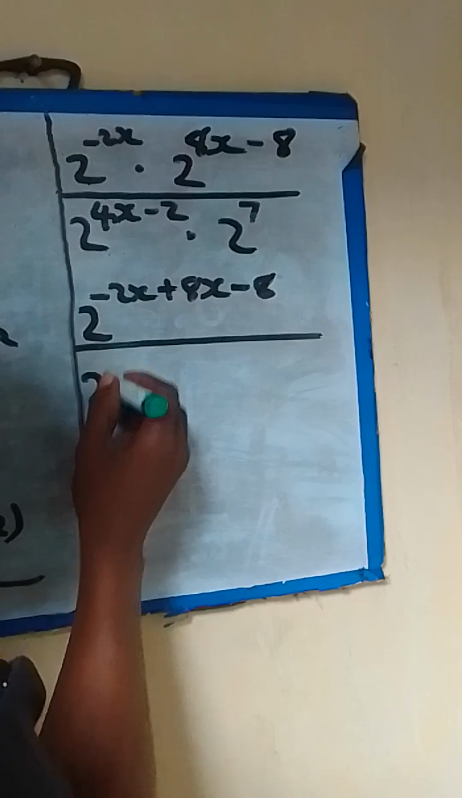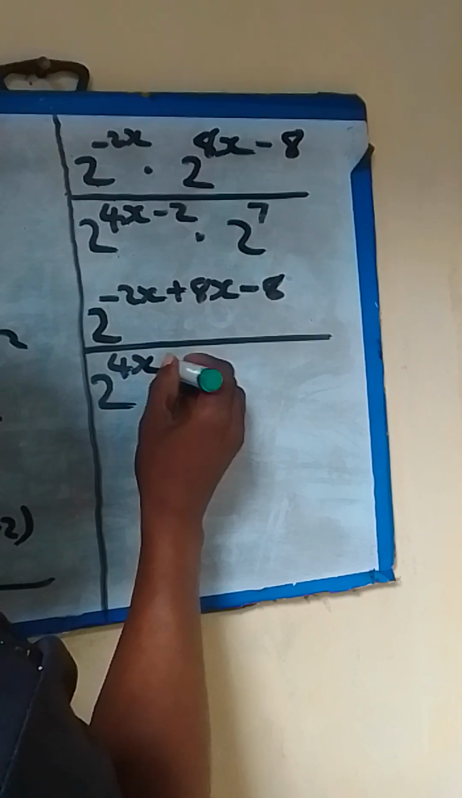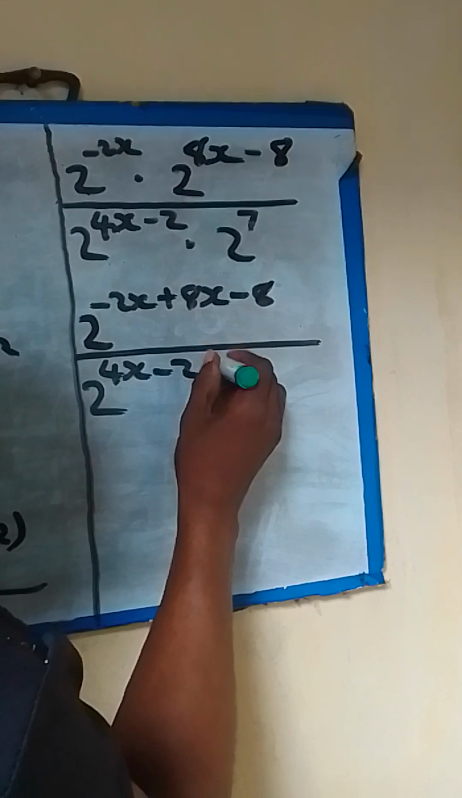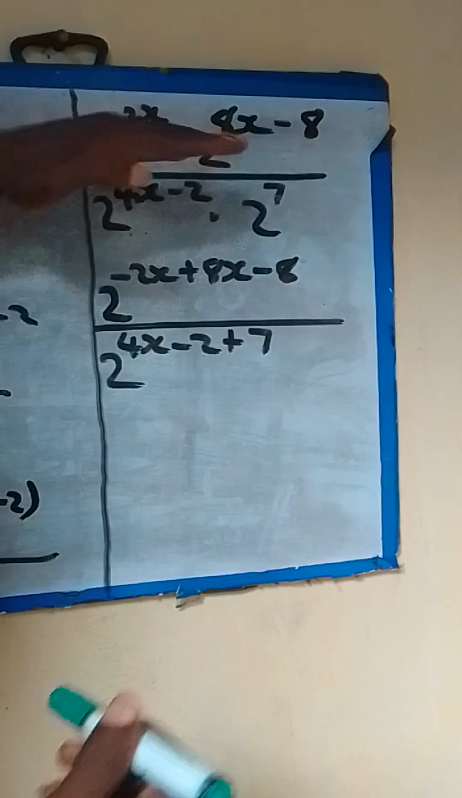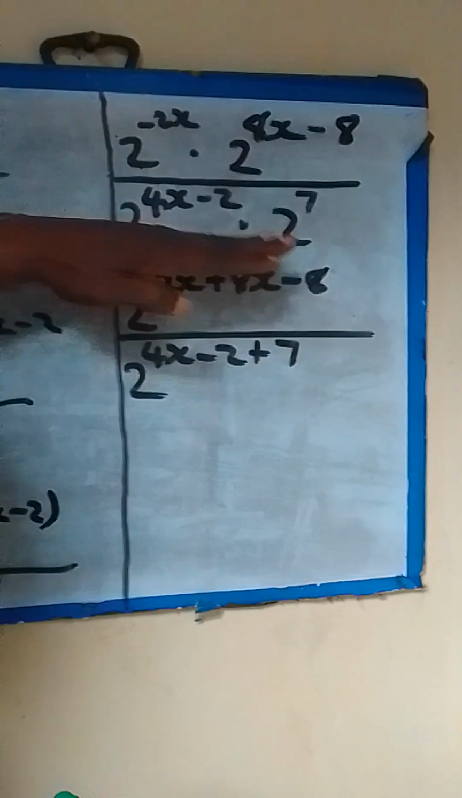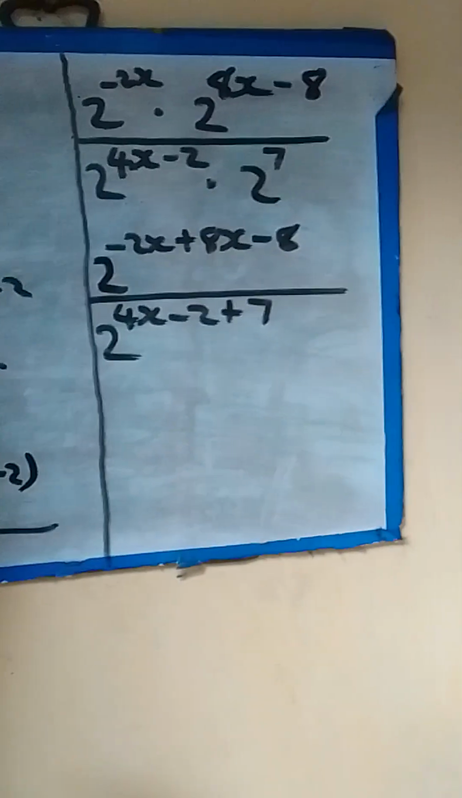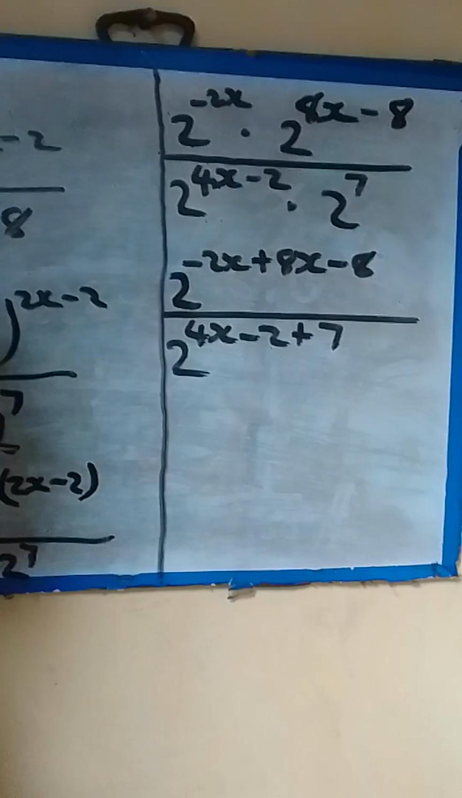Do the same here. 2 raised to power 4x minus 2 plus 7. So we have added the power. Since the bases are the same here, you take the base and add the powers. You do the same this way. Product rule. You apply the product rule of law of indices.